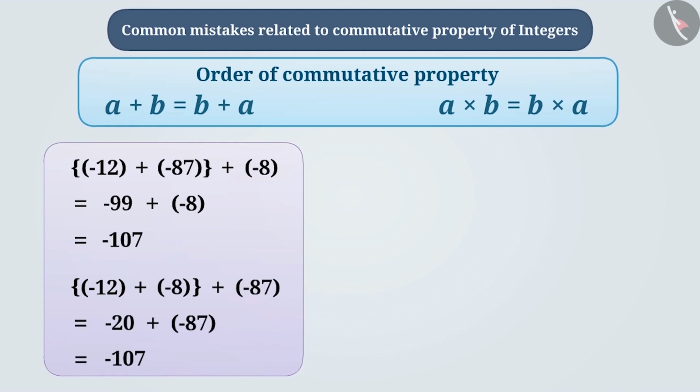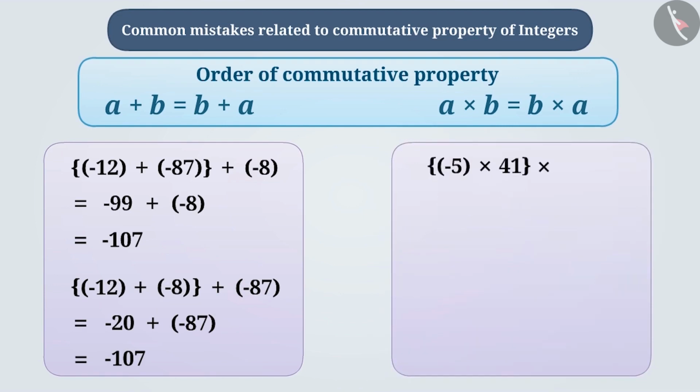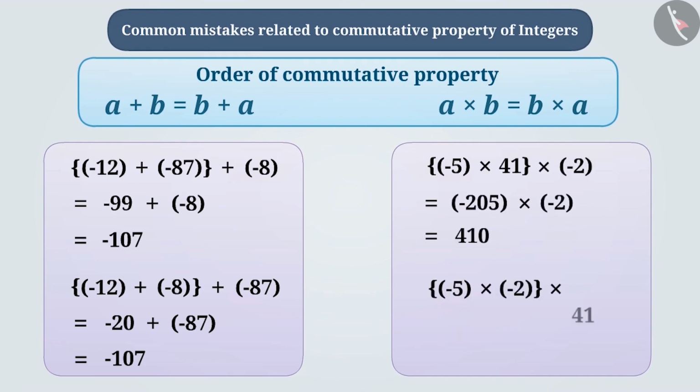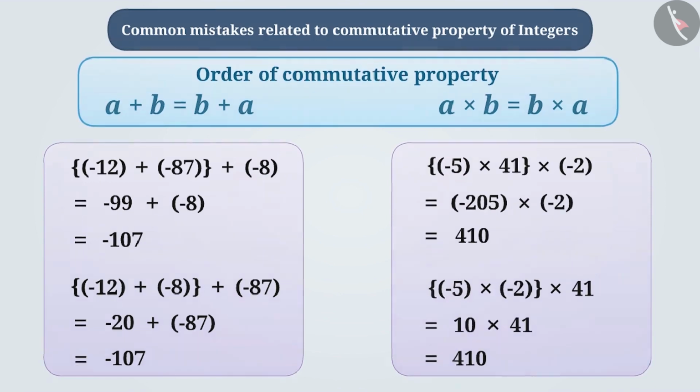Similarly, if two integers are to be multiplied, instead of performing minus 5 multiplied by 41, multiplied by minus 2, it is easier to get the result of minus 5 multiplied by minus 2 multiplied by 41. Therefore, it is necessary to understand the use of commutative property in our day-to-day life.